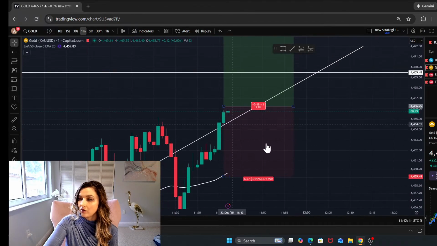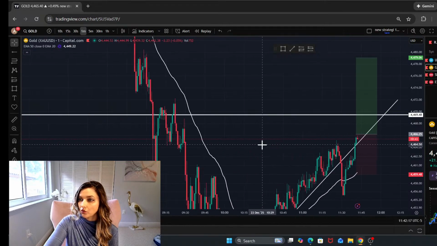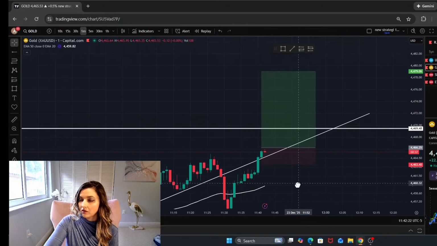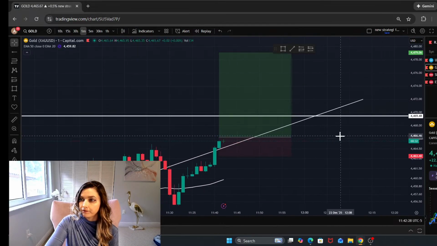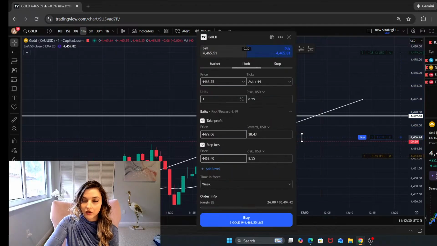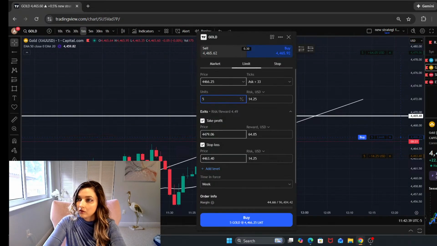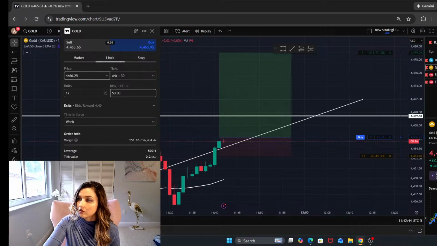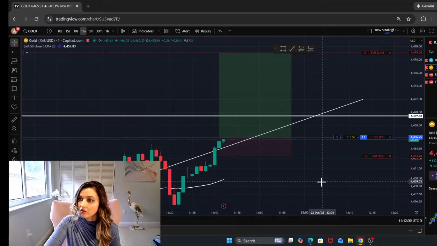Here we go. Now you can take a long here on the gold. But risk very little. Let's go a little bit, just for fun. Look, I'm risking, let me risk $50. Here we go.